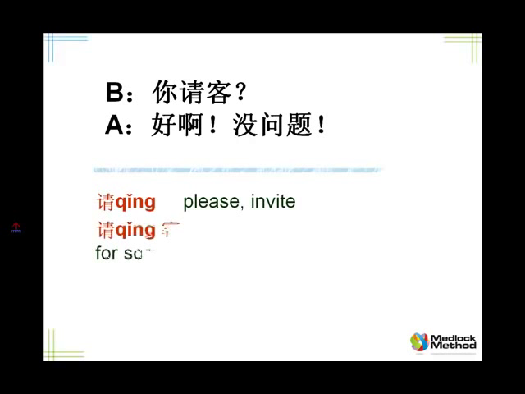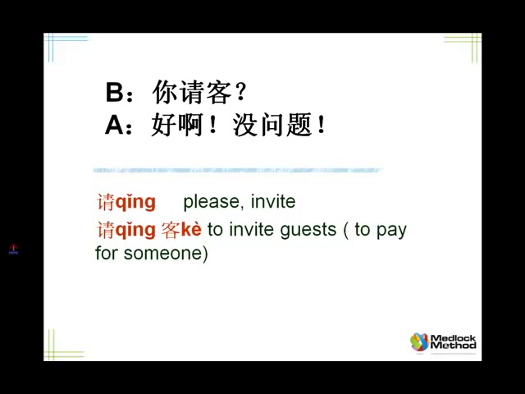Yeah. So, 请客 means 客 as a guest. So, 请客 means to invite guests. It means that I pay. It means I pay for you. Because it would be rather peculiar to invite a guest to pay. That'd be great. I've tried it. It doesn't work. So here you say, 你请客 means, is it on you? Are you going to pay?